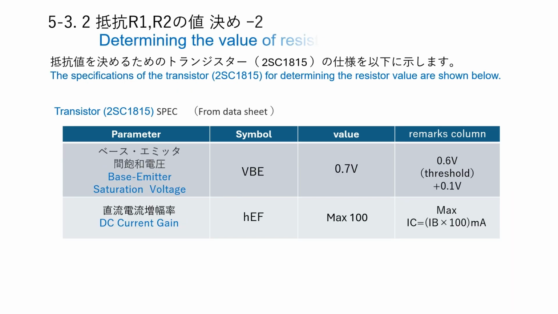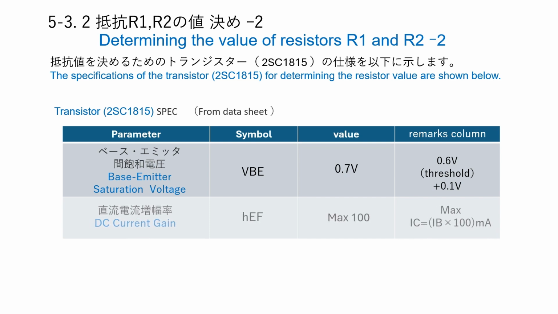5-3.2 Determining the value of resistors R1 and R2-2. The specifications of the transistor 2SC1815 for determining the resistor value are shown below. Transistor 2SC1815, from datasheet: base emitter saturation voltage VBE 0.7 volt. DC current gain hFE maximum 100. Next, calculate the resistor value R.